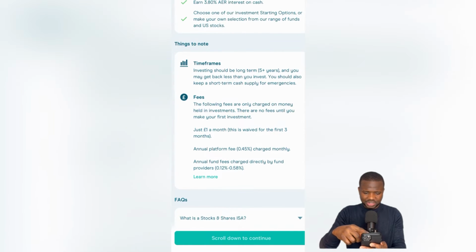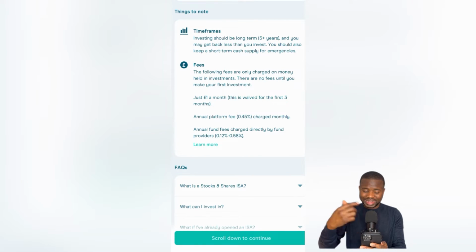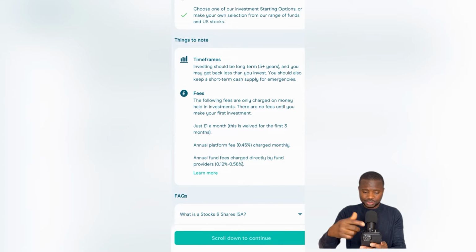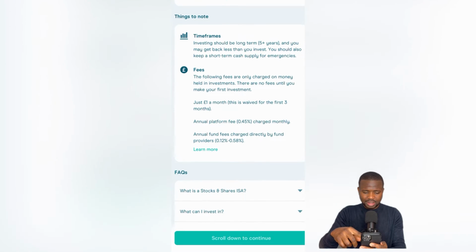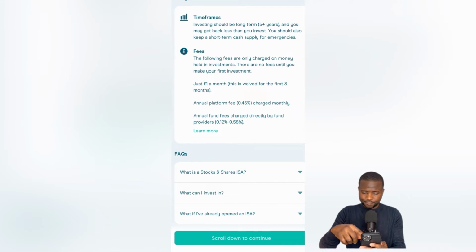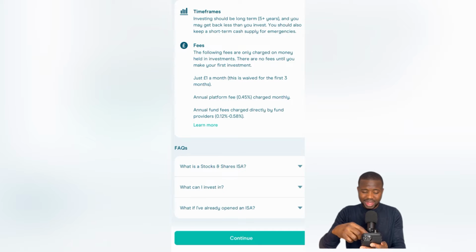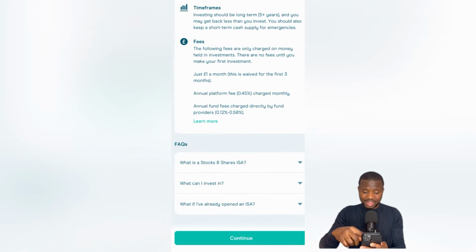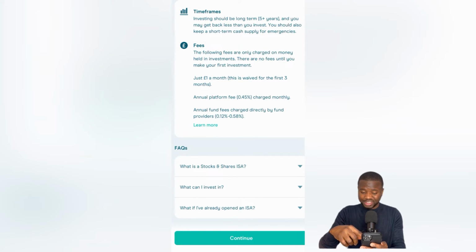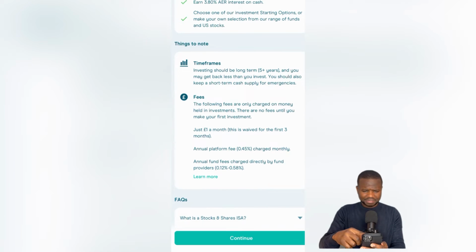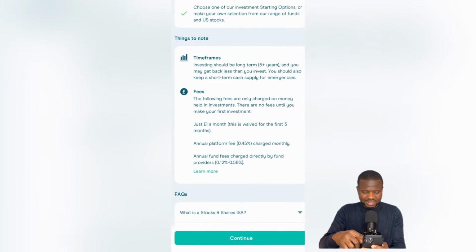So these are just some general guidelines, that unlike a savings account, for a stocks and shares account or an investment account, there are charges. I think Moneybox charges you £1 per month, which is waived for the first 3 months. And then the platform also charges you 0.45%, which is 0.0045. So quite a little amount. And then depending on the fund that you also invest in, there may be some charges up to 0.58%. So, I guess, it's really good, I must say.